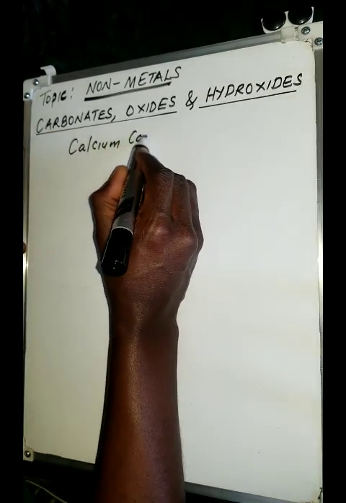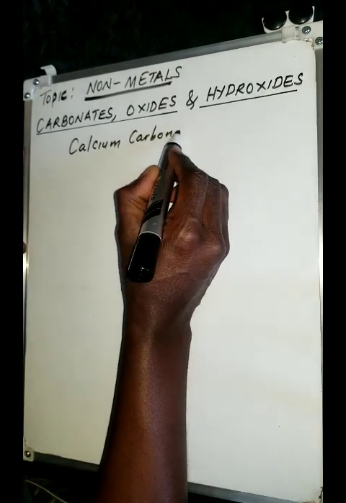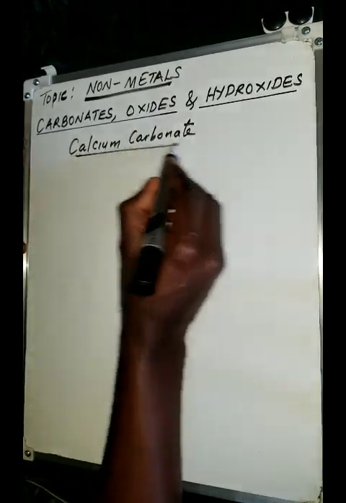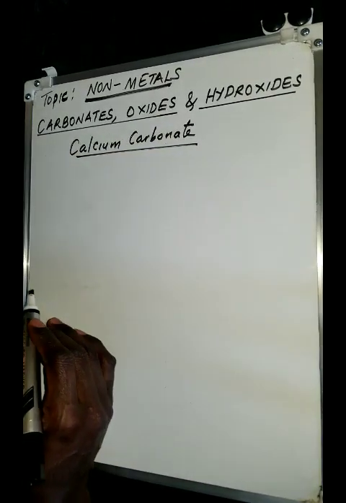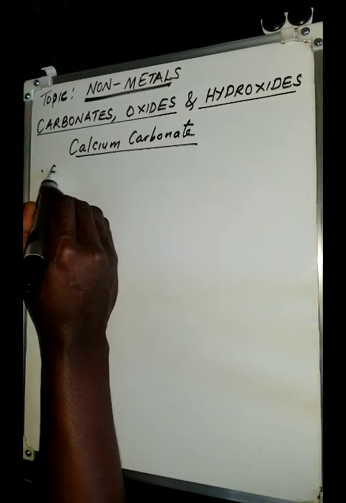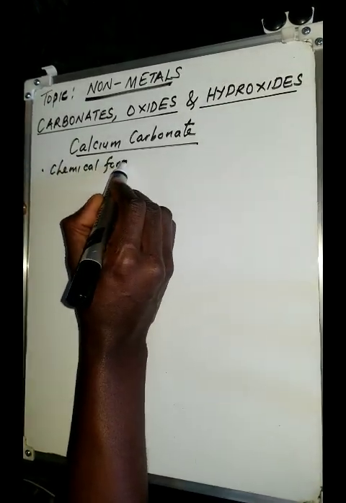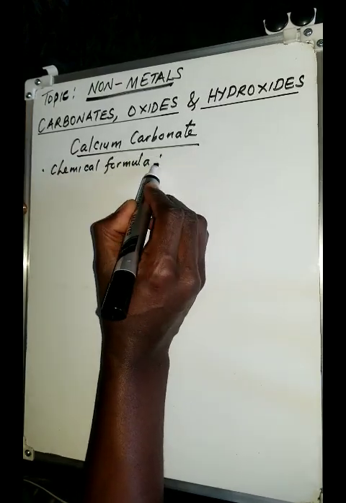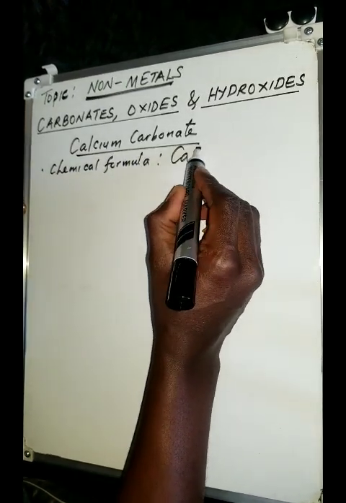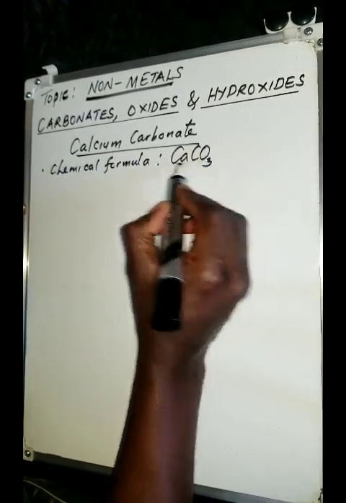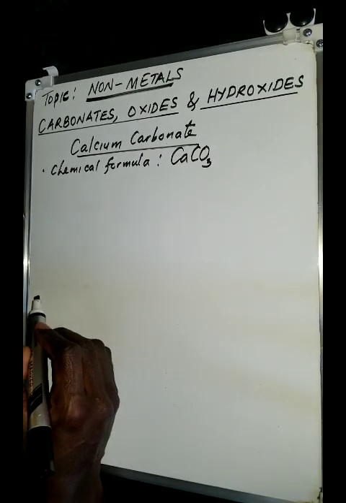calcium carbonate. So in an exam, you need to know the chemical formula for calcium carbonate. The chemical formula for calcium carbonate is simply CaCO3. So that is calcium carbonate.